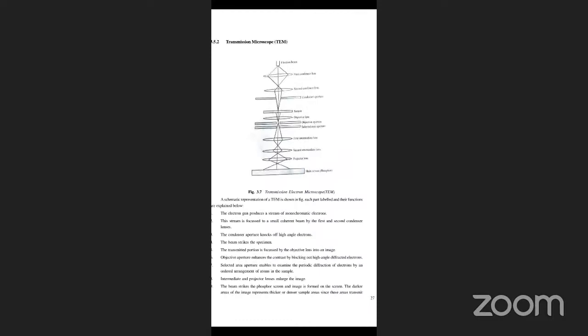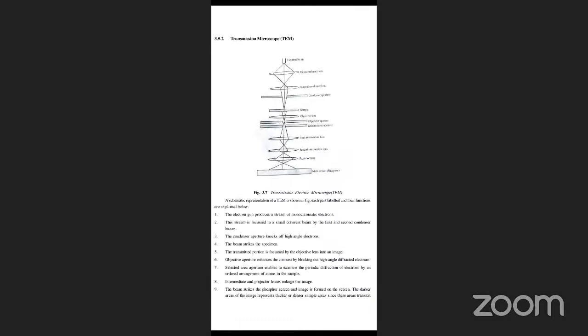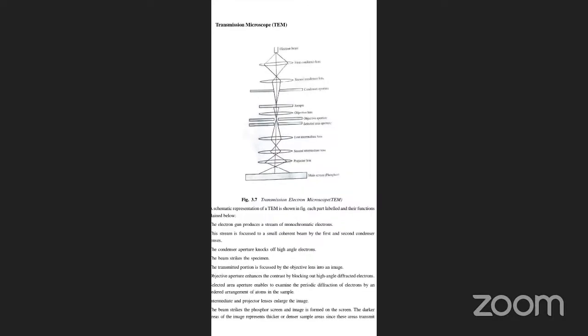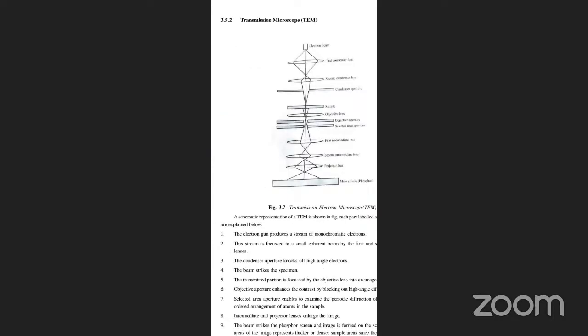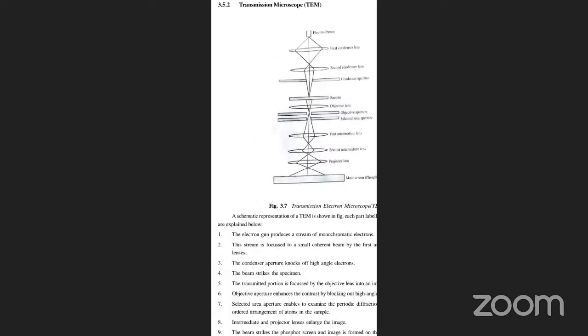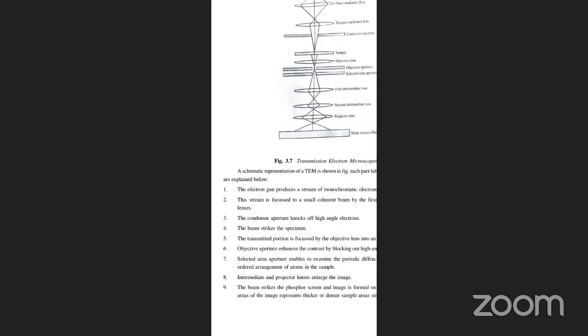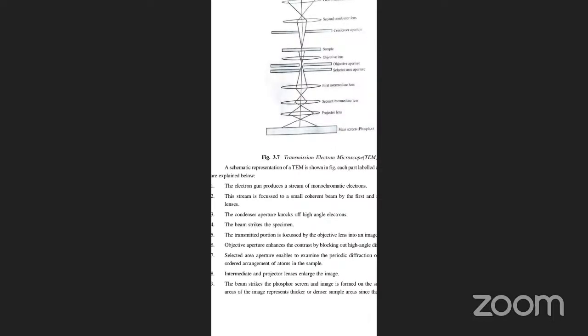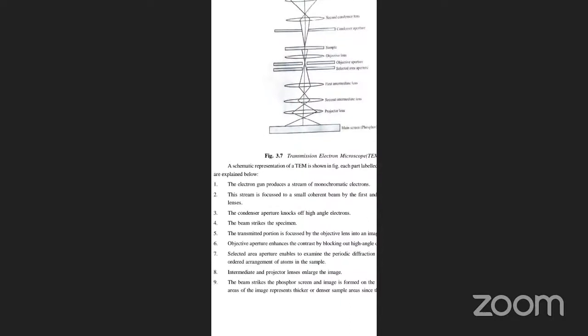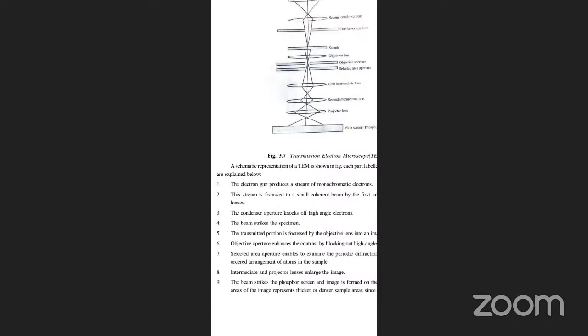Transmission electron microscope, TEM. A schematic representation of a TEM is shown in the figure. Each part is labeled and its function explained below. The electron gun produces a stream of monochromatic electrons. This stream is focused to a small coherent beam by the first and second condenser lenses. The condenser aperture knocks off high angle electrons. The beam strikes the specimen. The transmitted portion is focused by the objective lens into an image. The objective aperture enhances the contrast by blocking out high angle diffracted electrons.